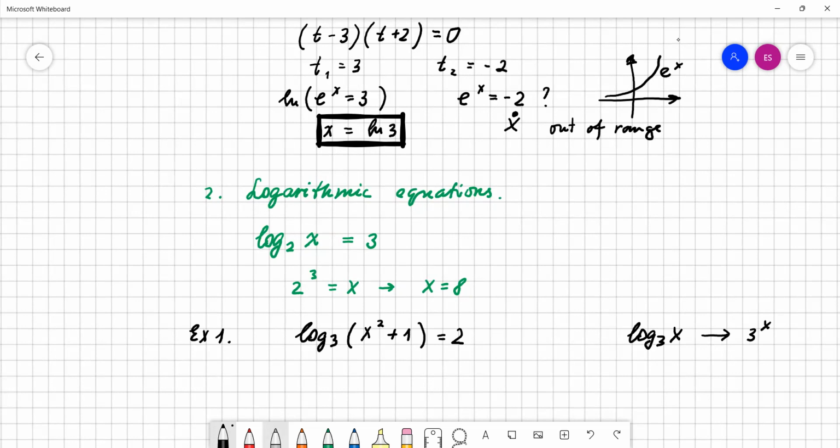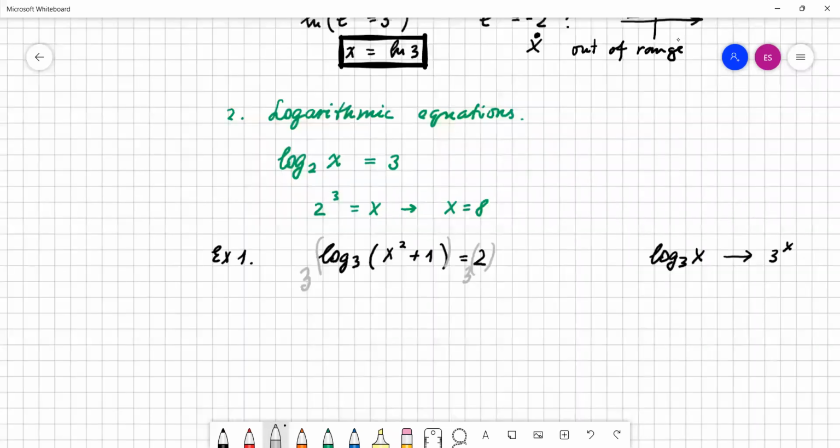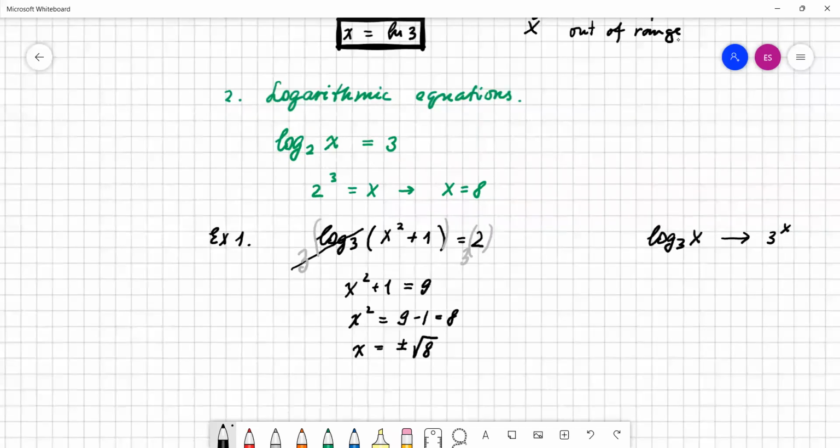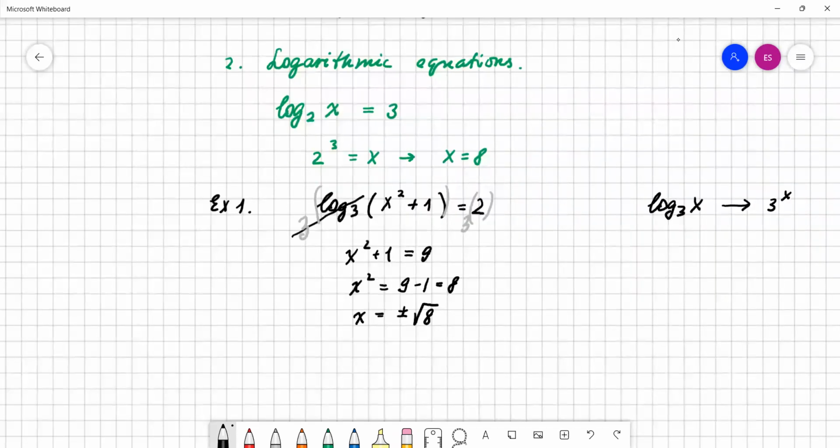So I'm going to raise 3 to the power of this part and 3 to the power of this part. I know by the cancellation equation that this part is going to cancel, and I'm going to have only x squared plus 1. This part is not going to cancel, but 3 to the power of 2 is what? 3 by 3 is 9. And I have x squared equals 9 minus 1, which is 8, right? And x equals plus minus square root of 8. Okay? And that's going to be the final solution.